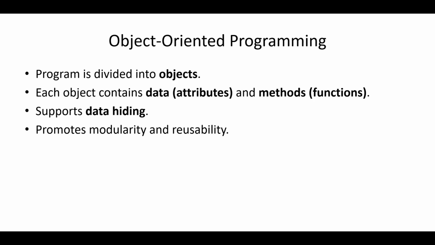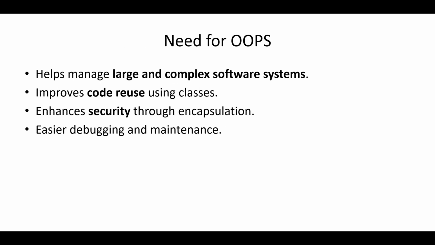Object-oriented programming overcomes the limitations of procedural programming. In OOP, the program is divided into objects. Each object contains both data and the methods that operate on that data. This approach supports data hiding, meaning internal details are protected from outside access. OOP promotes modularity, meaning programs are built using independent modules. This makes software easier to understand, test, modify, and extend. OOP is especially useful for large-scale applications such as enterprise software and operating systems.